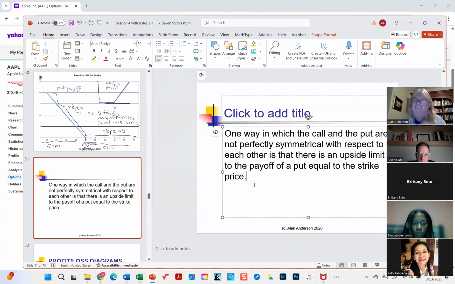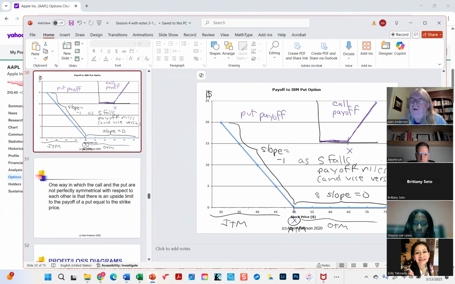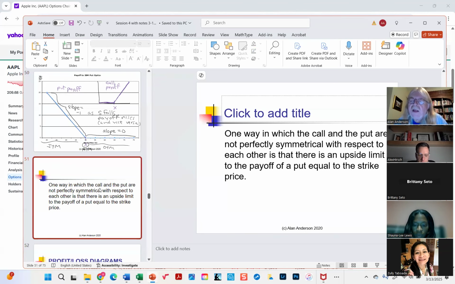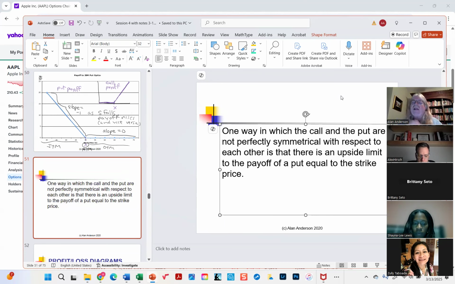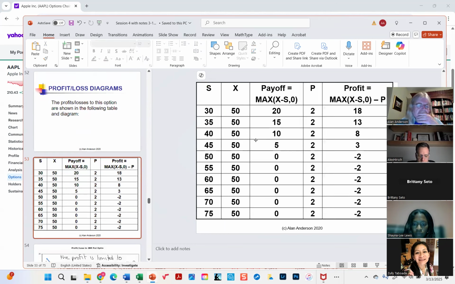So that means that unlike the call, where the profit or the payoff can go up and up and up forever, if the stock price keeps falling, it can't go below zero. And at that point, I reach my maximum payoff, which is equal to the strike price of $50. Okay, so in that way, the two are not exactly the same. But other than that, they're just the reverse of each other, like mirror images of each other. That's kind of an important detail, but the reality is you're not likely to get into that neighborhood anyway, where the stock price is zero or that kind of thing.